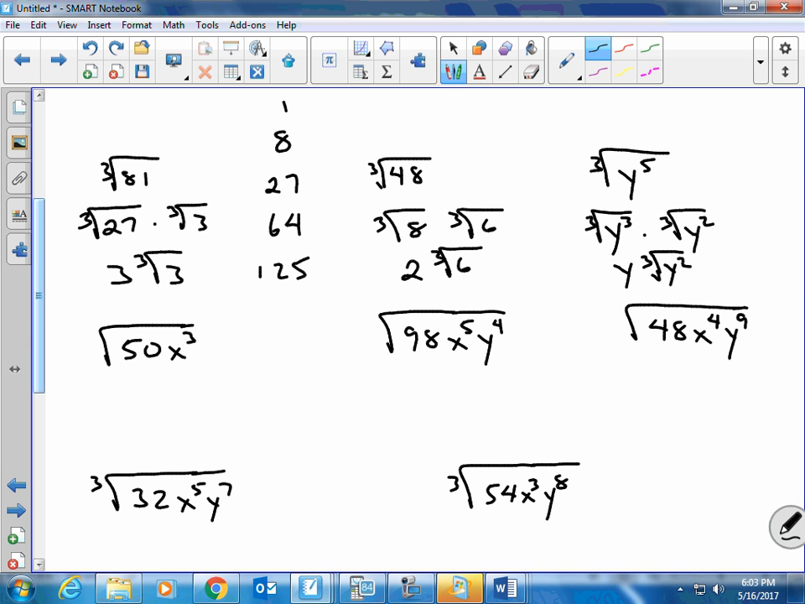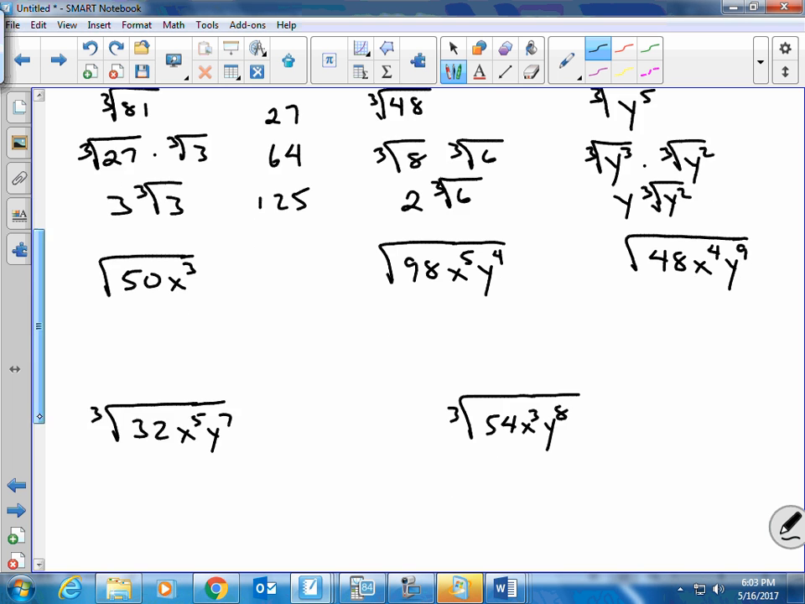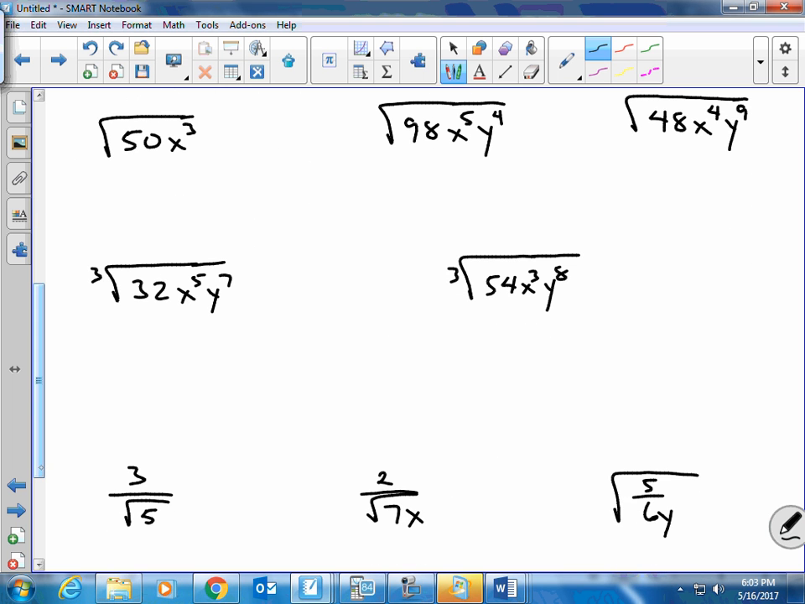Okay. Now, let's put it all together. Put some numbers and some variables. Give you a second to practice. Try that guy. Simplify the 50 first, then simplify the x cubed, and then put your answer into a single term. 50. What perfect square goes into 50? 25.